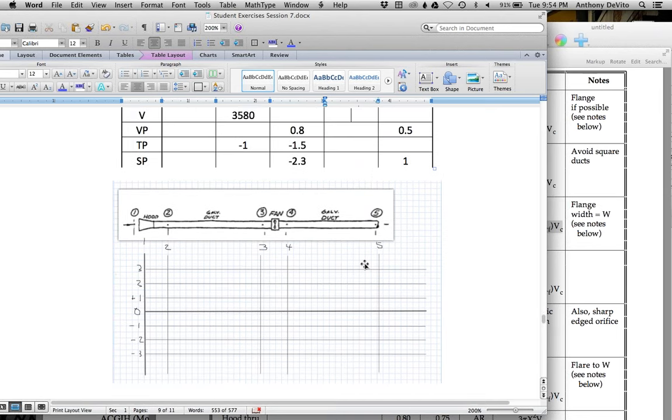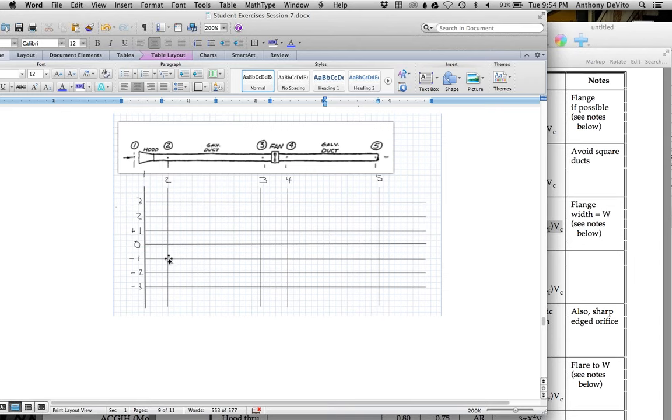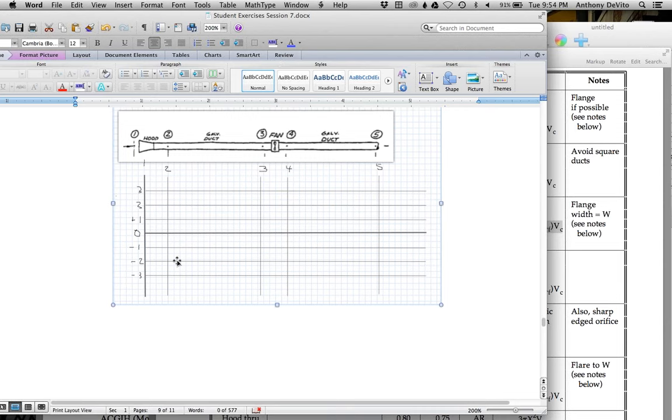It's static pressure starting out at, what did I say, -1, right? So the static pressure at 2 is -1. So I would put a line there. Can I do that here? No, I'm in a Word document. I can't really do this. Okay, so -1, right? And from there, at 3, it's going to be -2.3.